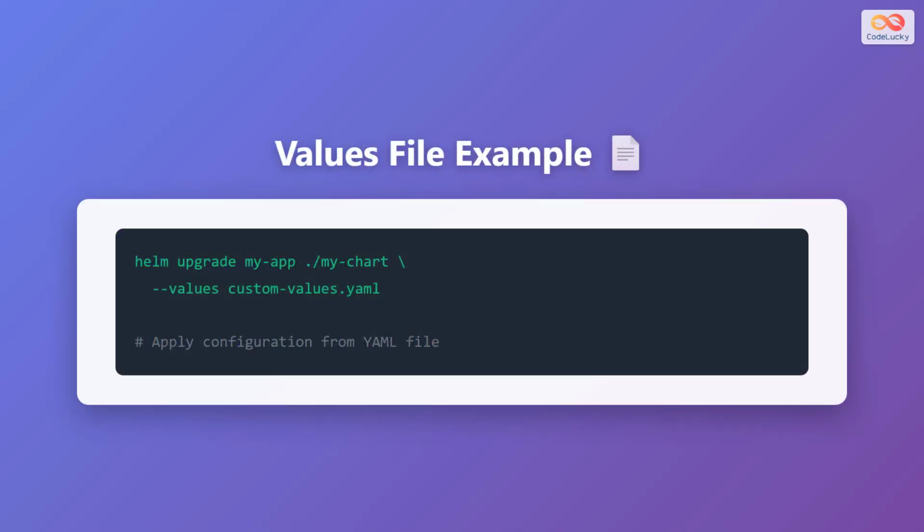Here's an example of upgrading with a values file. The command helm upgrade my-app ./my-chart --values custom-values.yaml upgrades the my-app release using configurations defined in the custom-values.yaml file. The values file is a YAML file where you define all your custom settings, making it easy to manage complex configurations.